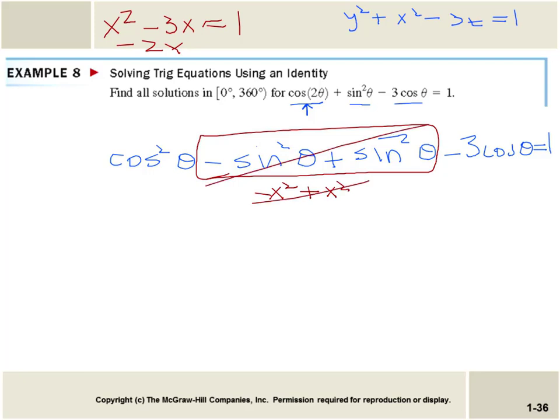No, Griffin, not yet. Yeah, I cancel the signs. I have minus sine squared plus sine squared, 0. Minus x squared plus x squared. Gone, gone. So now I end up with cosine squared theta minus 3 cos theta equal 1. Right?